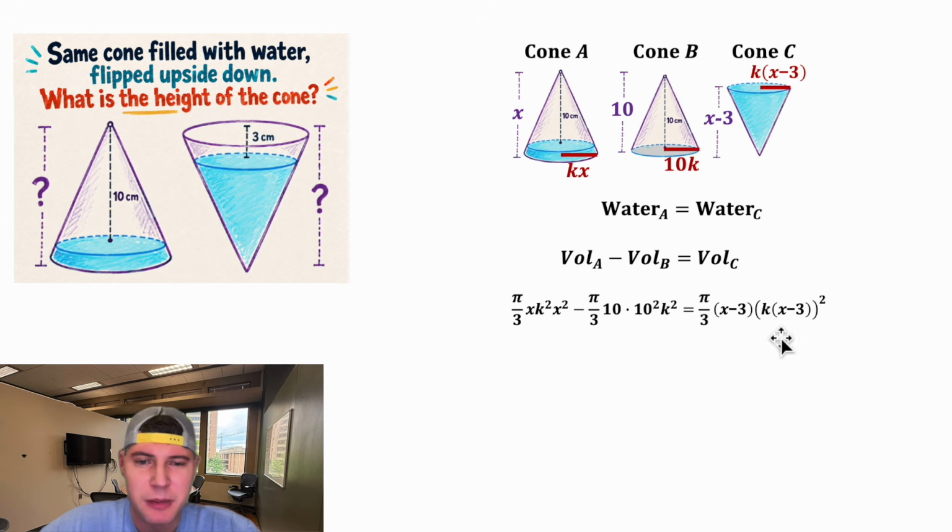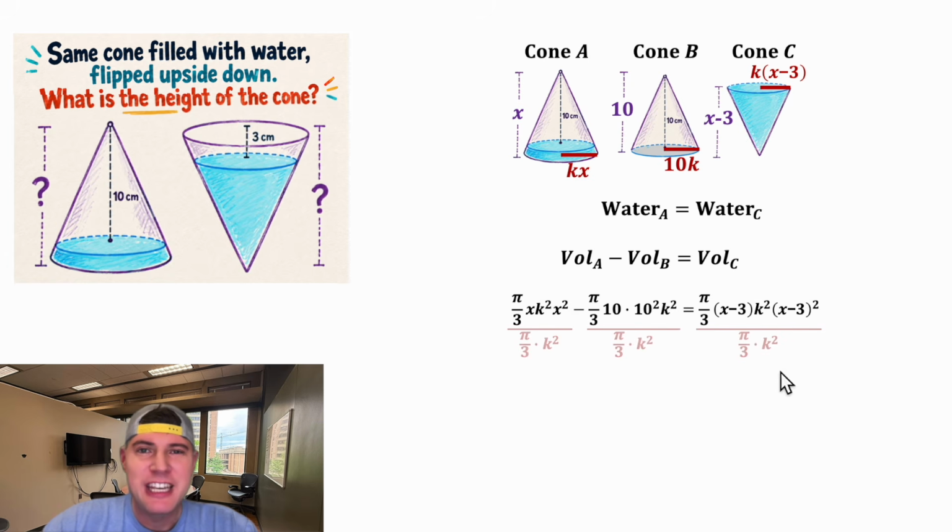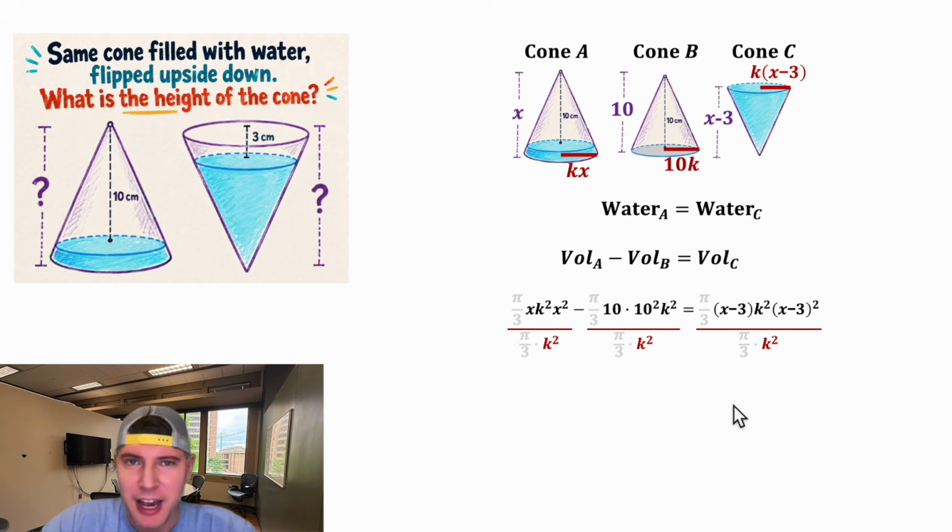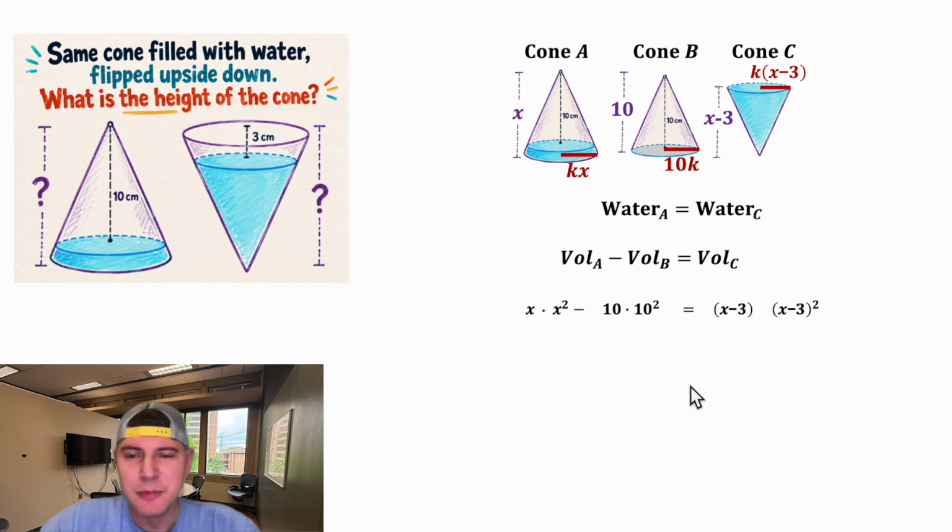And for this one, it'll be k squared x minus 3 squared. Each of these cones contains a pi divided by 3 and a k squared. So let's divide each of them by pi divided by 3 times k squared. So each of these matching pi divided by 3's are going to cancel out, and each of these k squareds are going to cancel out. So now we've cleaned it up to this right here.